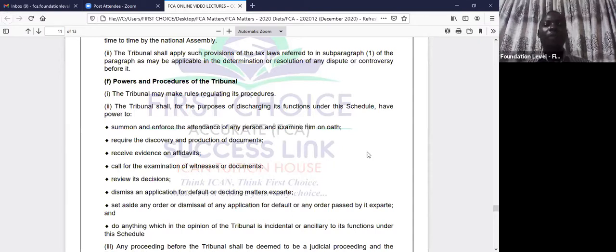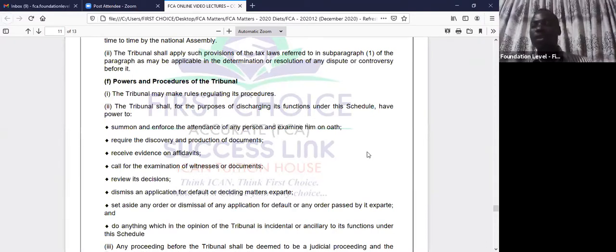They can have the power to require you to produce documents that relate to a taxpayer. So you come to the tax appeal tribunal, they can ask you to produce documents, to produce statements of accounts, supporting documents, and anything they ask of you, they have the power to ask you to bring. They have the power of receiving your evidence on affidavit. They can call for witnesses and examine the documents.